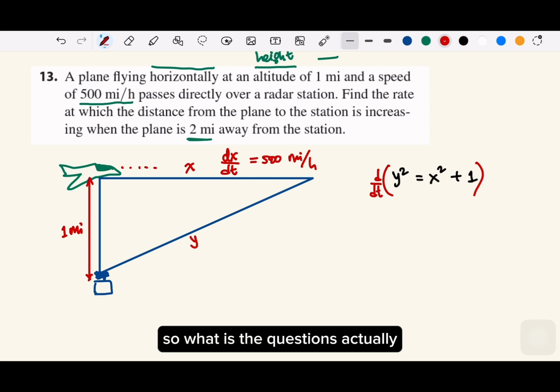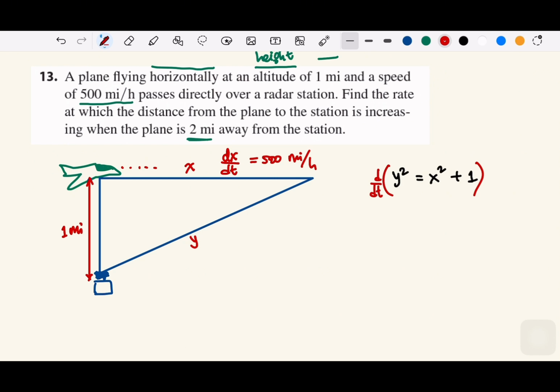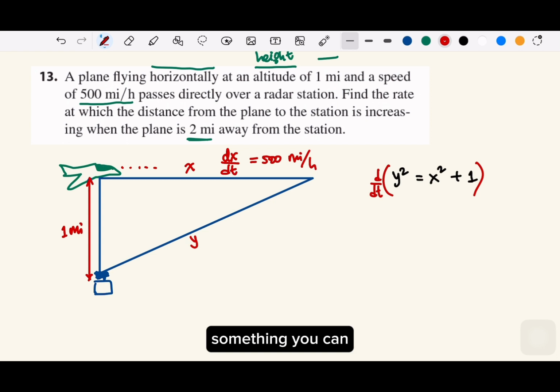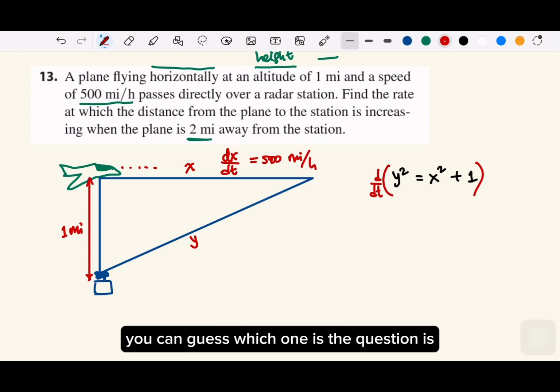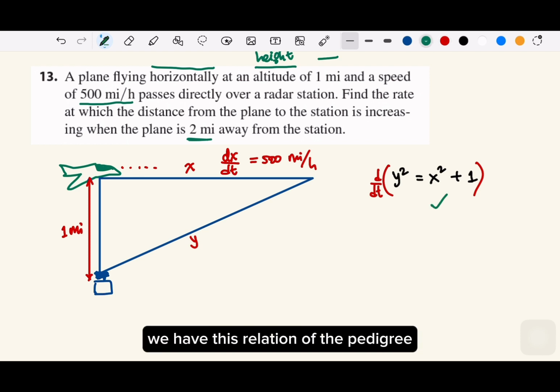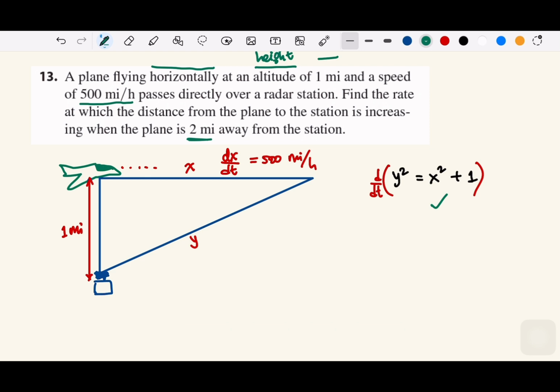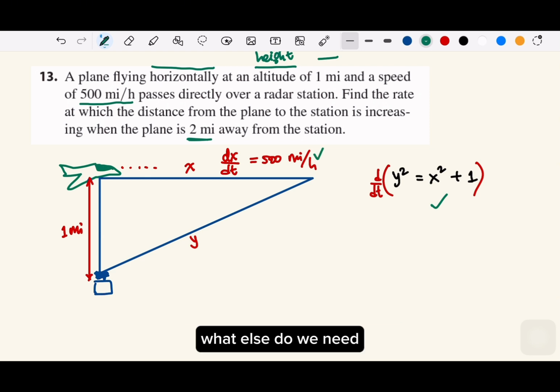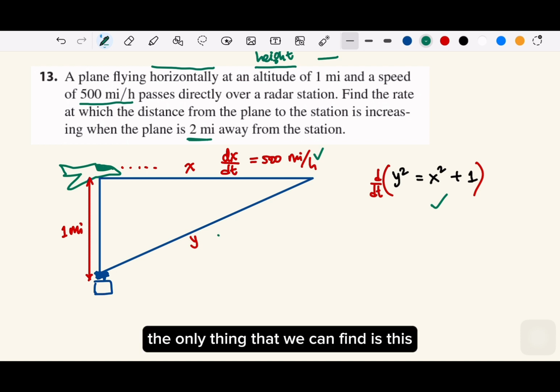So what is the question actually? This is a little bit tricky, but somehow, without knowing the exact purpose, sometimes you can guess which one is the question. We have this relation of the Pythagorean. We have this information about 500 miles per hour. What else do we need? The only thing that we can find is this, and I think this is the question.